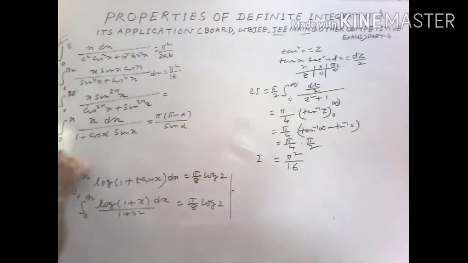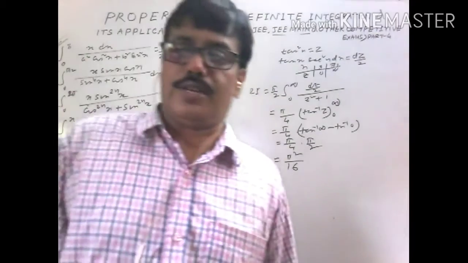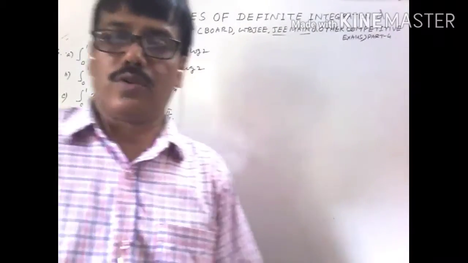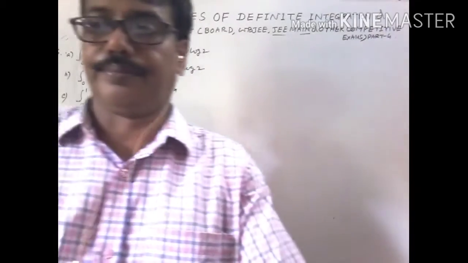So 3 A, B, C, D, they are of the same type. You have to cancel x. Then use the rule of integration. Now we consider problem number 4.